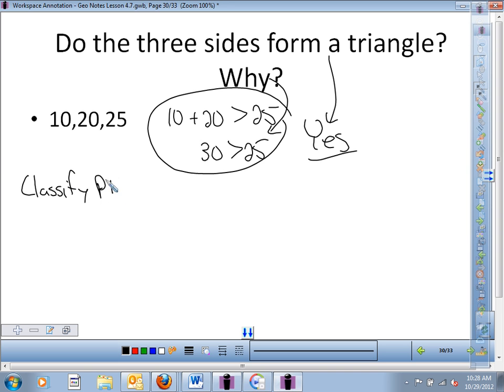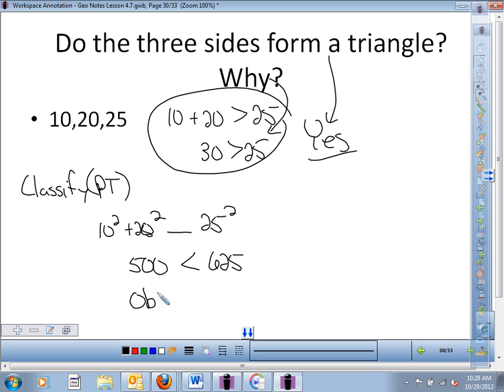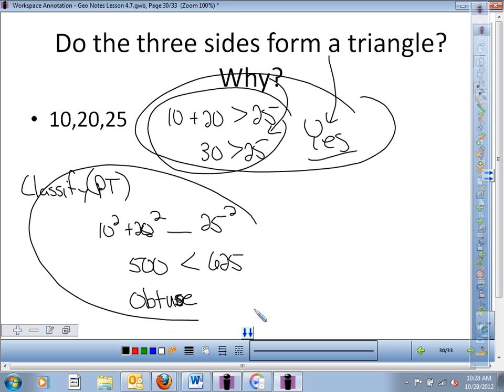Remember, we could go one step further and we could say, all right, classify. That's where we do the Pythagorean theorem. And we would go, all right, 10 squared plus 20 squared. Compare that to, remember we leave that blank, 25 squared, so that would be 100, 400, that would be 500. That's 625, and that is less than. So when a squared plus b squared is less than c squared, that becomes an obtuse triangle. Okay, so two things we can do. Does it form a triangle? What kind of triangle?